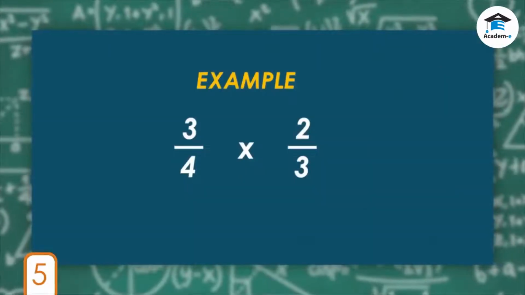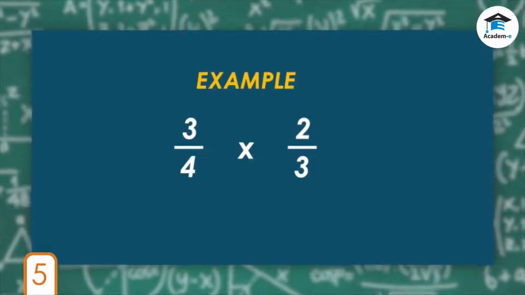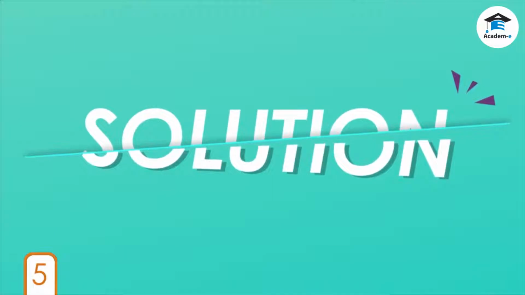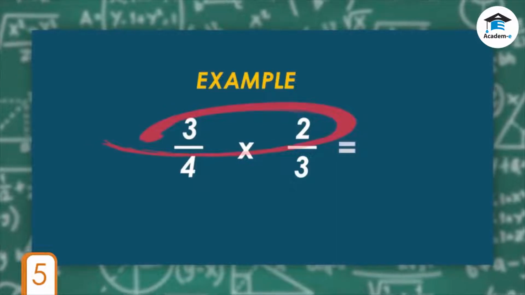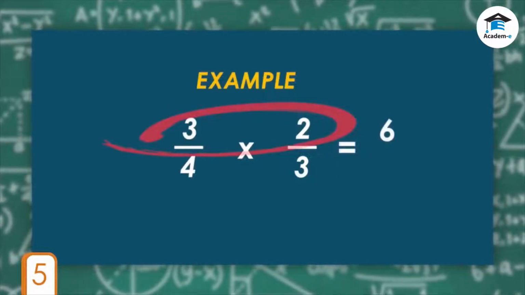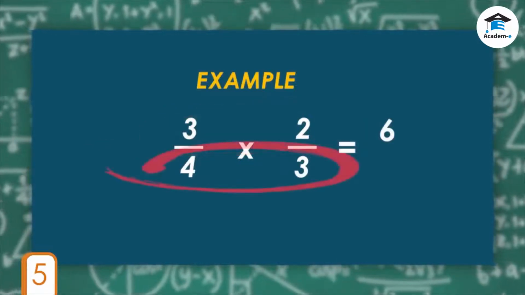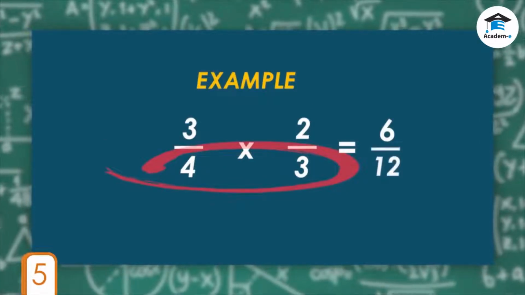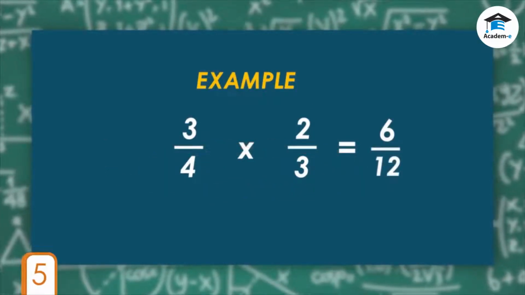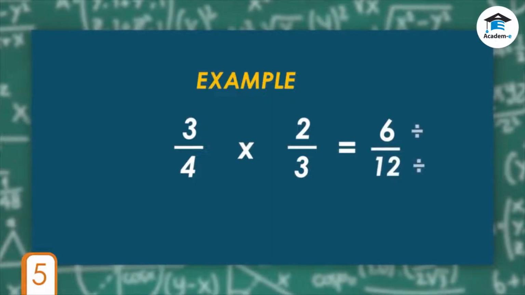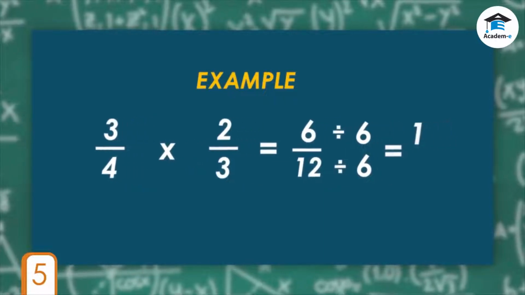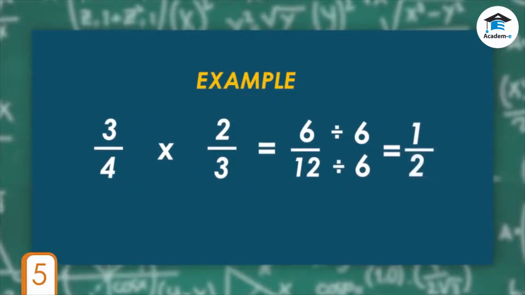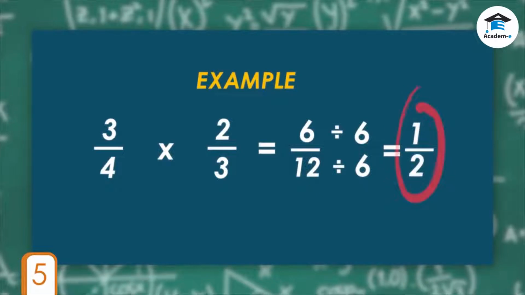Here is another example. Multiply 3/4 and 2/3. Solution. First, multiply the numerators. 3 times 2 equals 6. Then, multiply the denominators. 4 times 3 is 12. Get the lowest term of 6/12. Both numbers are divisible by 6. So 6 divided by 6 is 1, and 12 divided by 6 is 2. The answer is 1/2.